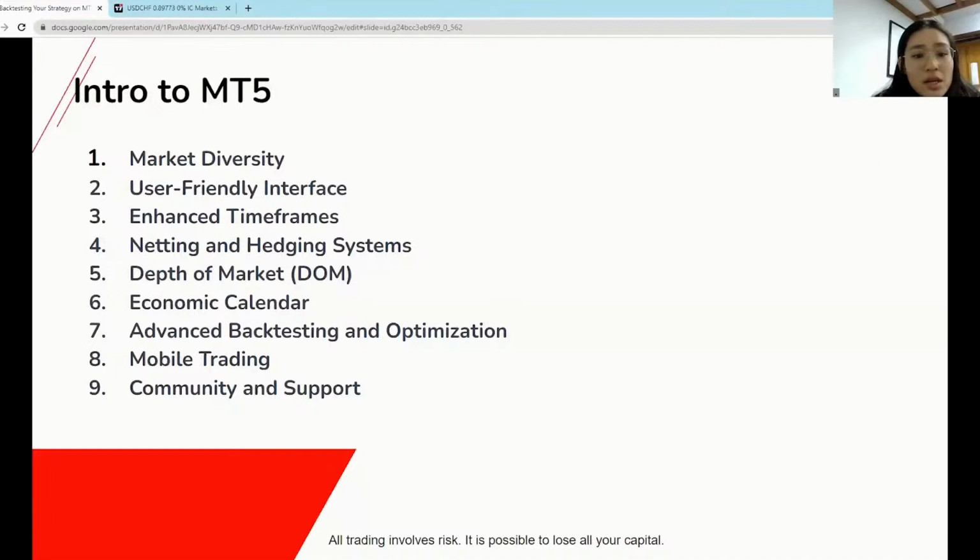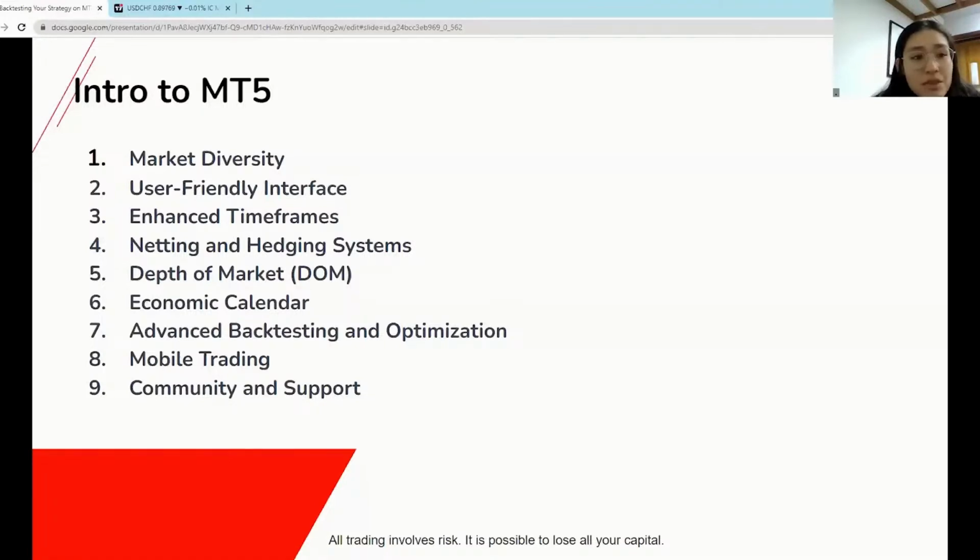Okay, MT5 includes a depth of market feature, also known as level 2 data. It provides you with information about the current bid and ask prices, as well as the available liquidity at different price levels. This feature allows for better understanding of market depth and can assist in making more informed trading decisions.